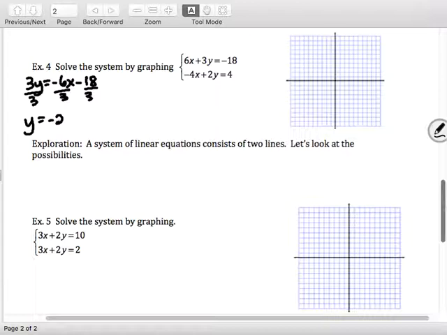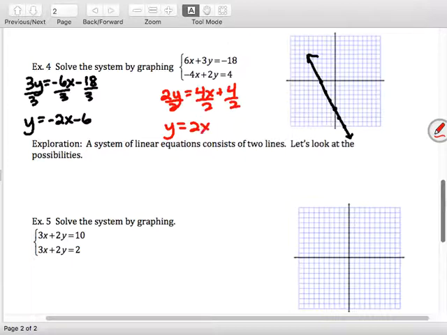So I'm getting y equals negative 2x minus 6. So you go down to negative 6. And then the slope is down to right 1, down to right 1. Well, if it's down to right 1, you can go back and go up to left 1, up to left 1. And then if I take the second equation and I add 4x and then divide by 2, I get y equals 2x plus 2. And then I go up to right 1, up to right 1. Then I can go the other way. Ding, ding, ding. I have a winner.